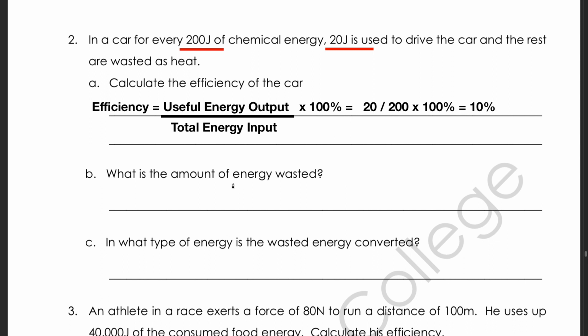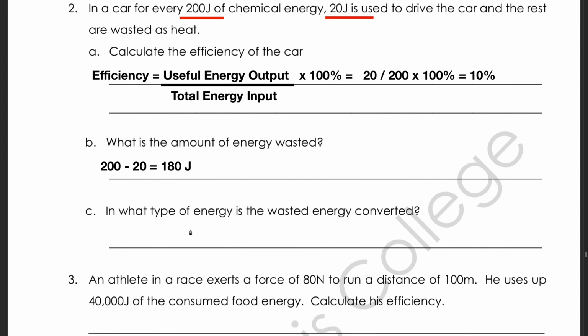Question B. What amount of energy is wasted? What we have to figure out is, if out of 200 joules only 20 are useful, how much is being wasted? And this is simple because all we have to do is subtract the useful energy output, which is 20, from the total energy input. So 200 minus 20. In this case, the car is wasting 180 joules.